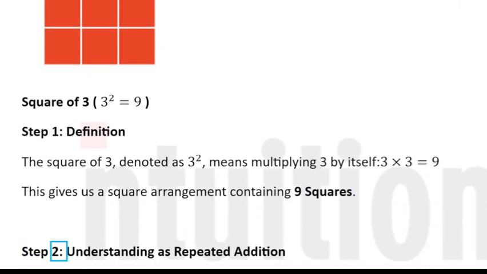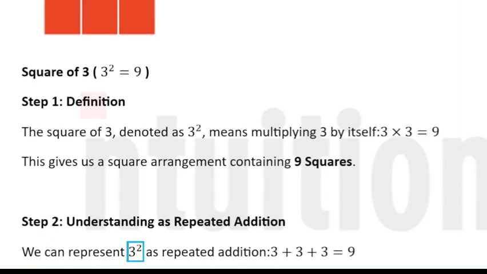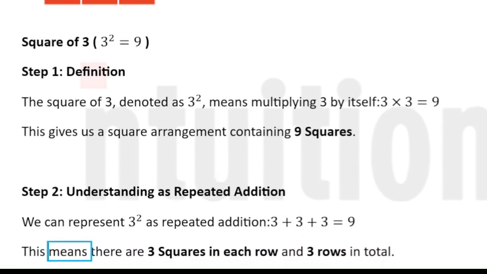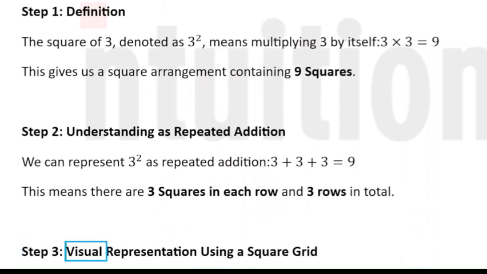Step 2. Understanding as repeated addition. We can represent 3 squared as repeated addition. 3 plus 3 plus 3 equals 9. This means there are 3 squares in each row and 3 rows in total. Step 3. Visual representation using a square grid.